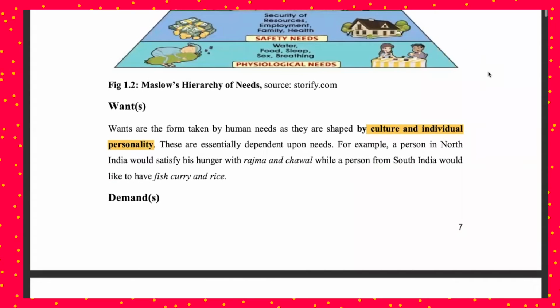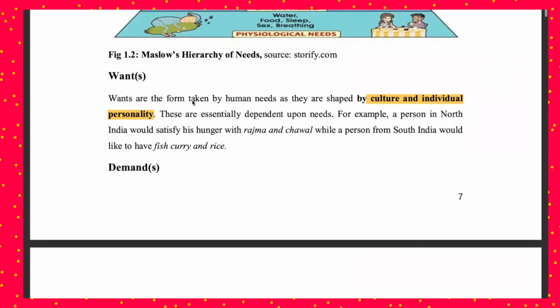Next, you have wants. Wants are the form taken by human needs as they are shaped by culture and individual personality. This is a very important thing because it can come for fill in the blanks, one mark, true or false. So they are shaped by culture and individual personality. They are essentially dependent upon needs. A want is a luxury. You want different types of food, but a need is that you need this food, otherwise you will die. So that is a need.